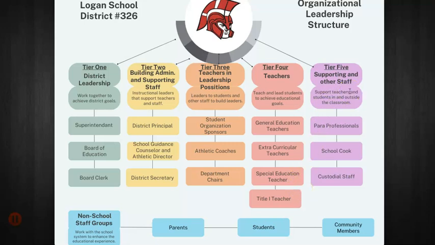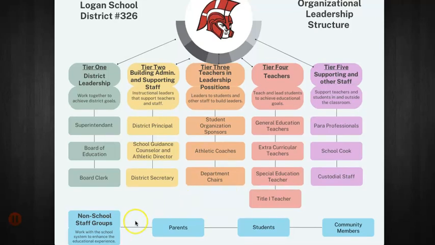And then Tier 5, I was saying the supporting staff and other staff is different from the supporting staff in Tier 2 because they support the teachers and students in and outside the classroom, but in a different way. The paraprofessionals are supporting the teachers, but they aren't leading them in any way, as well as the school cooks and the custodial staff, who are helping the students and teaching them some things like saying please and thank you and how to keep the school clean, but are not necessarily teaching the teachers.